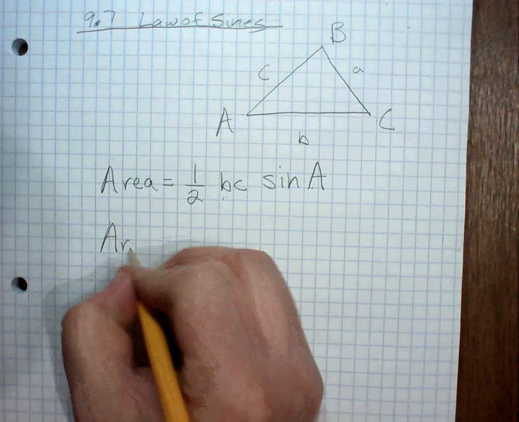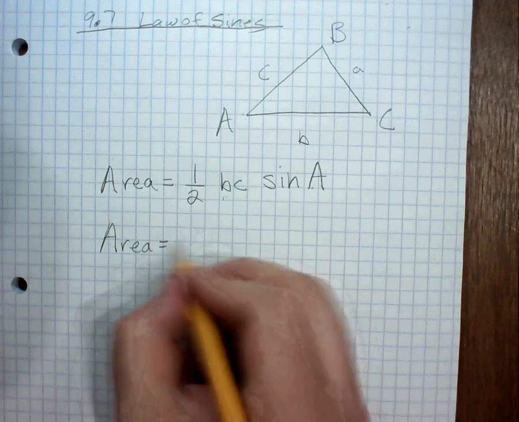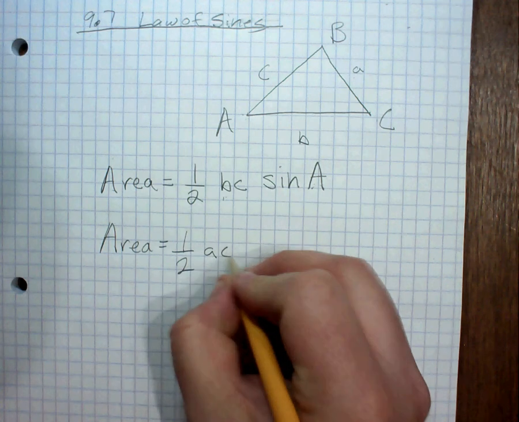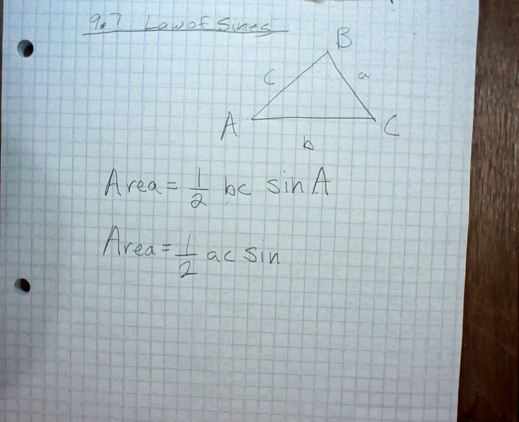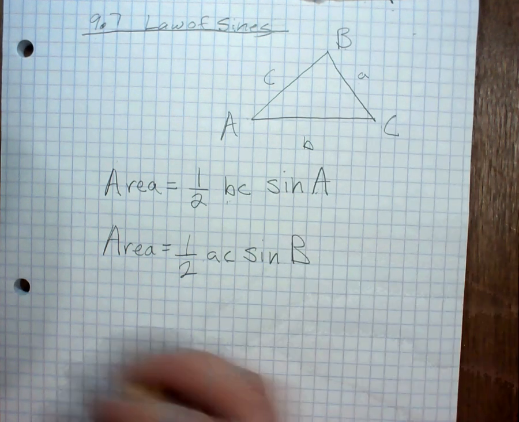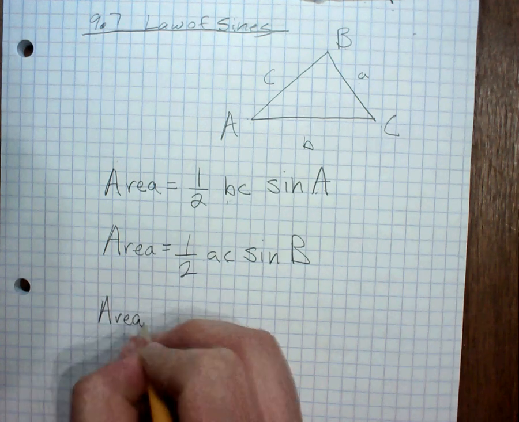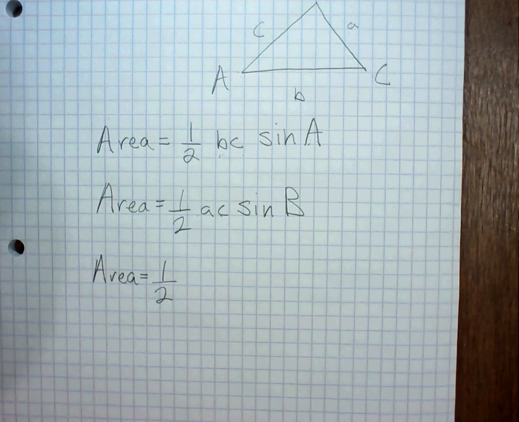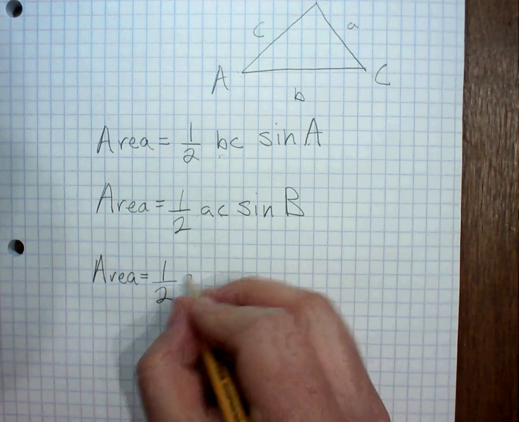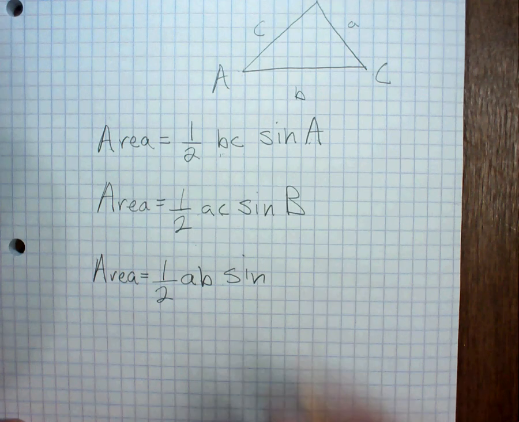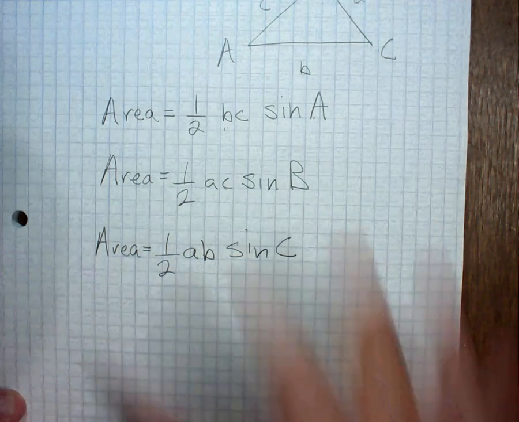Another variation or version of law of sines is 1/2 times, and we could pick any two letters. So maybe I'll pick AC. Well, that would be sine of what angle? Well, I have A and C. What I don't have is B, so that would be B. And then the third variation of this is the area of any triangle is equal to 1/2 times, we don't have AB. And then that would be sine of what angle? C. All right. So that's how we would use the law of sines to find the area of a triangle.